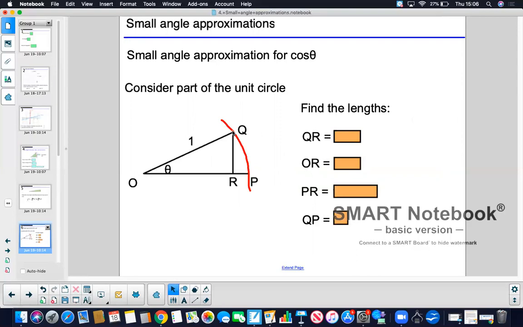Okay, so the length QR, this length here: if we know this is 1, then we can use SOHCAHTOA and work this out as sine theta. Or, by the same principle, we can work this out as cos theta. PR here, well, OR is a length of 1, the radius of the circle, and this is also the radius of the circle, OP. So that's 1 minus cos theta. And then QP is the curved section here. Because we know that arc length is r theta, and r in this case is 1, the arc length QP will be theta.